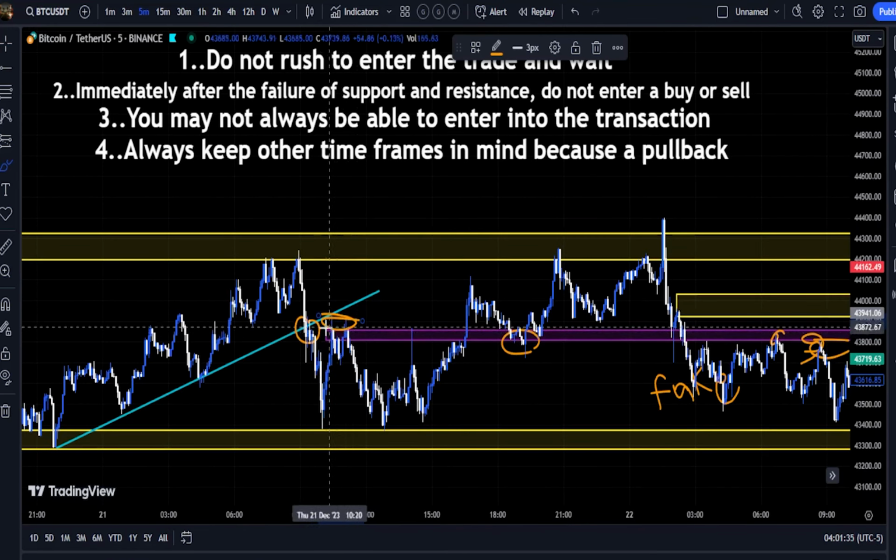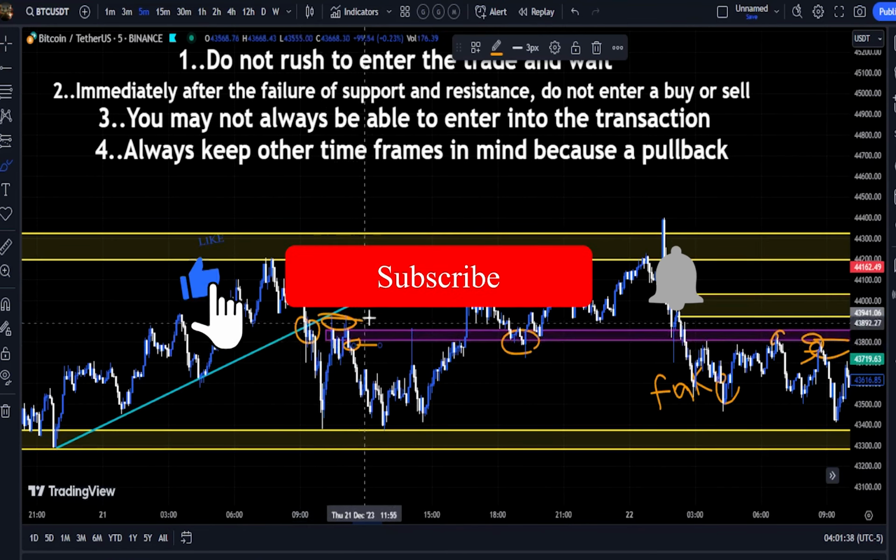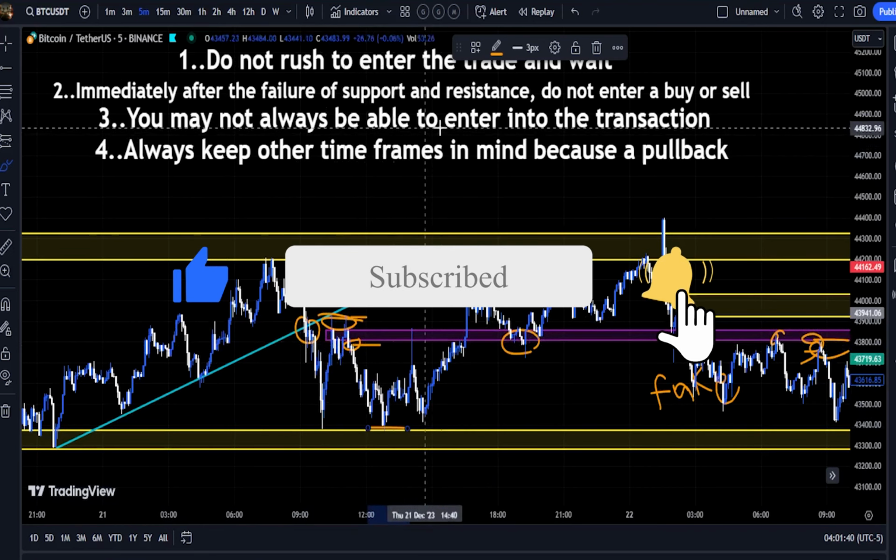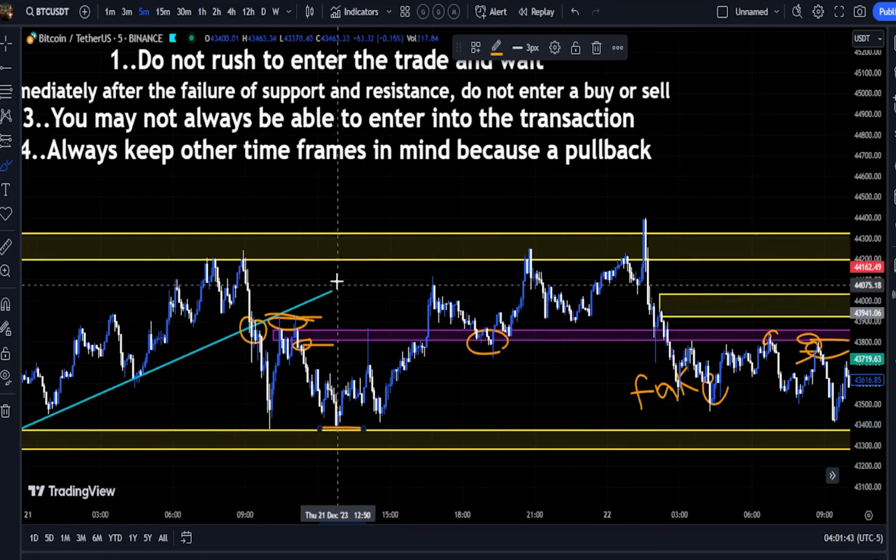4. Always keep other time frames in mind because a pullback may occur in smaller time frames than the time frame you are checking.